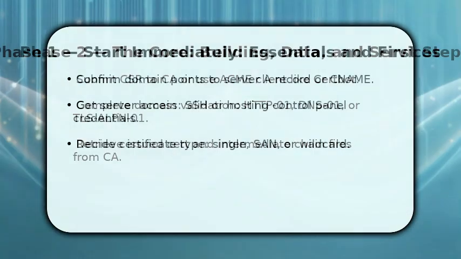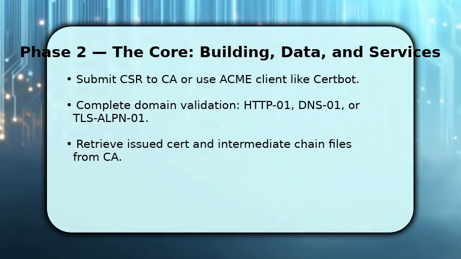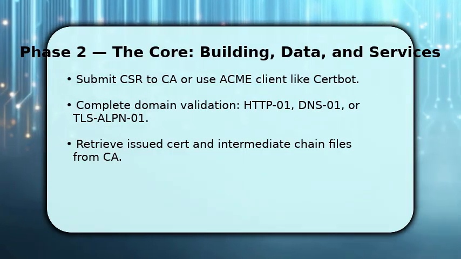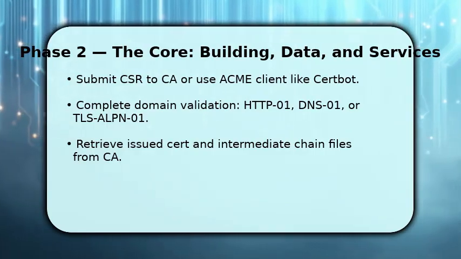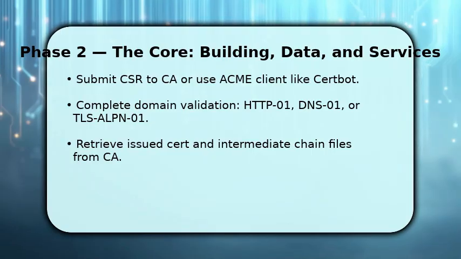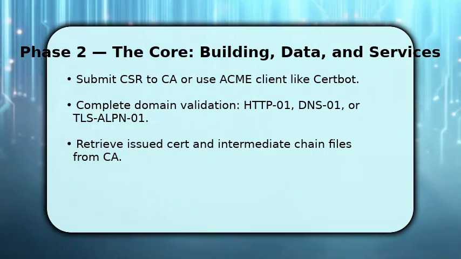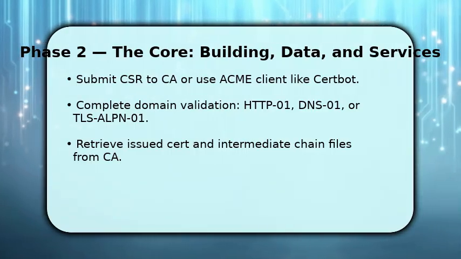Once done with the CSR, you request the certificate from your chosen certificate authority or run an ACME client like Certbot for automatic issuance. You will complete domain validation. HTTP-01 is fastest for web servers, DNS-01 is required for wildcard, and TLS-ALPN-01 works for constrained environments. Make sure validation records propagate. If using DNS, wait for TTL.